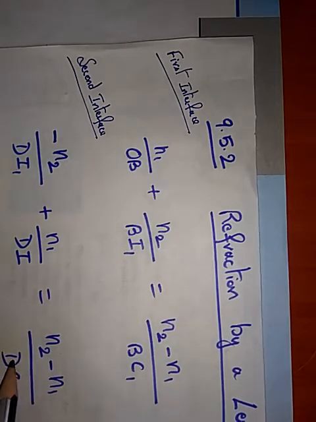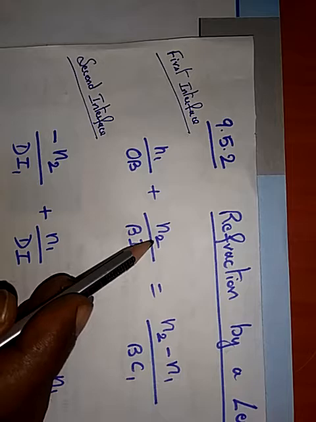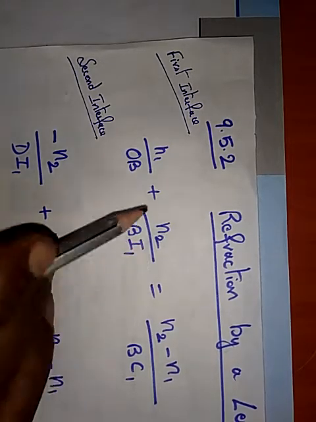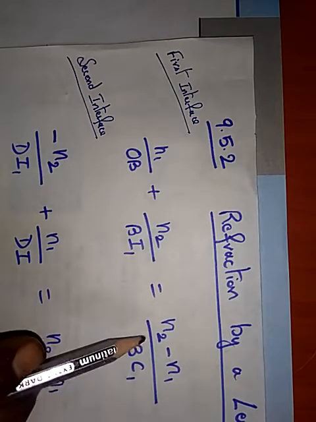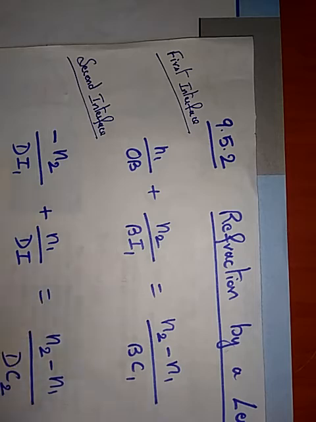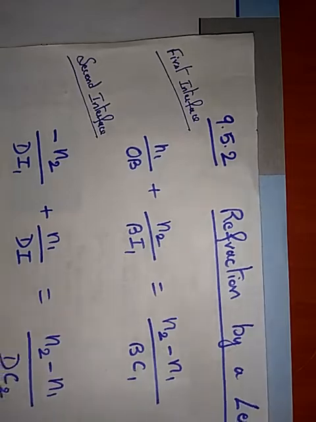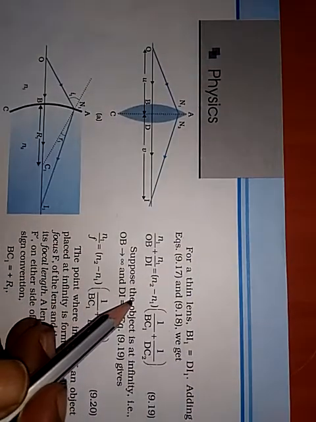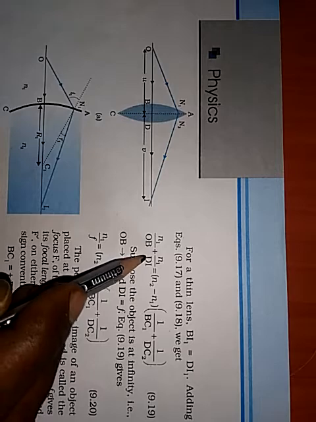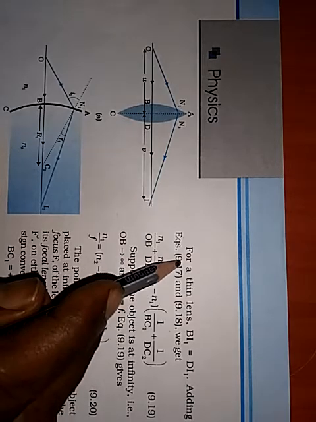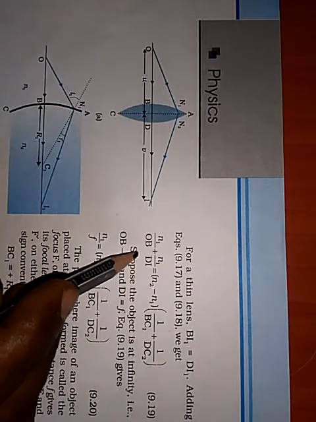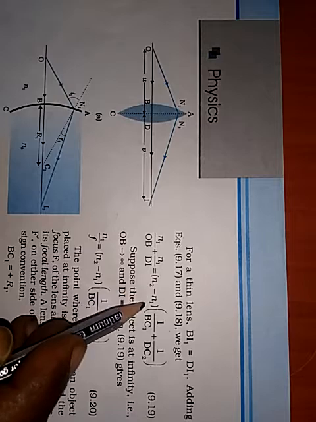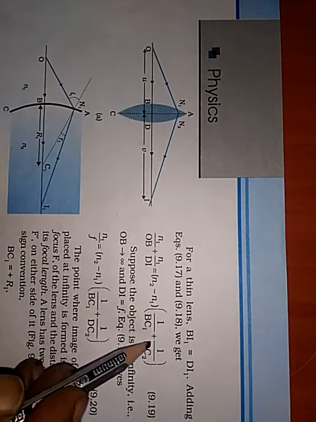Therefore, if you add these two equations, this term and this term get cancelled, and we have n1 by OB plus n1 by DI is equal to n2 minus n1, which is a common term. You can pull it outside: 1 by BC1 plus 1 by DC2. So that's what is written here. So if you add those two equations, assuming for a thin lens BI1 is equal to DI1, we have n1 by OB plus n1 by DI is equal to n2 minus n1 into 1 by BC1 plus 1 by DC2.